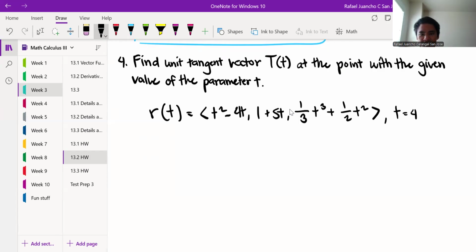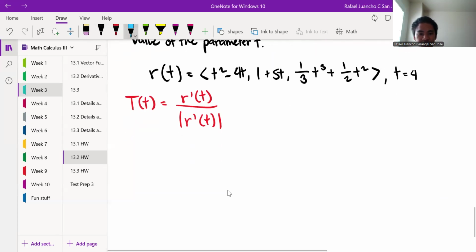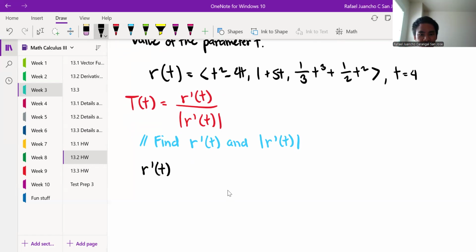So to find my unit tangent vector, I actually have a formula. To get a unit tangent vector, I need my derivative and the length of that thing. So I just need to use that formula. So I need to find r prime of t and its length. So r prime of t is again just taking derivatives of each of these.